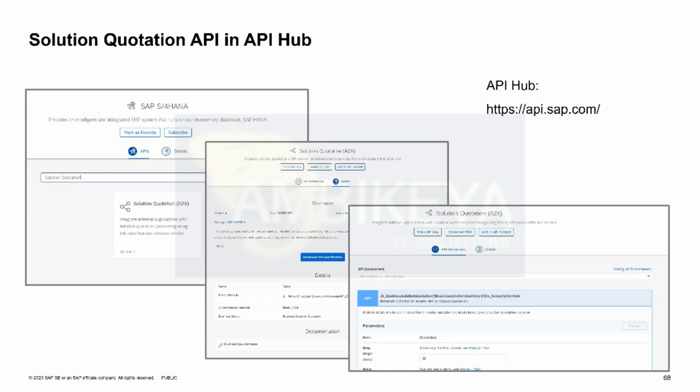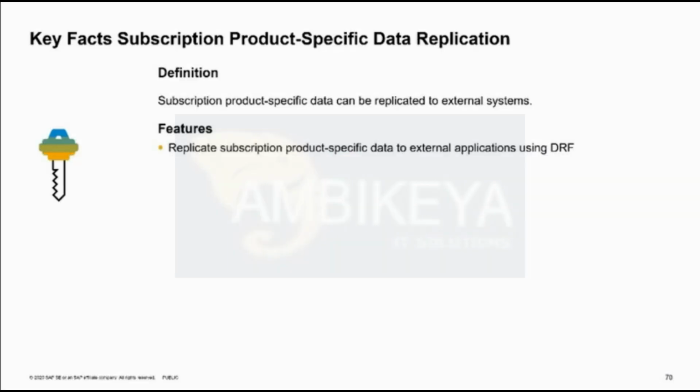Our last topic is that we also wanted to offer an option to expose the cross-catalog mapping data or the subscription product specific data to the outer world. And that's why we also built an API for that one. So we can replicate subscription product specific data to external applications.